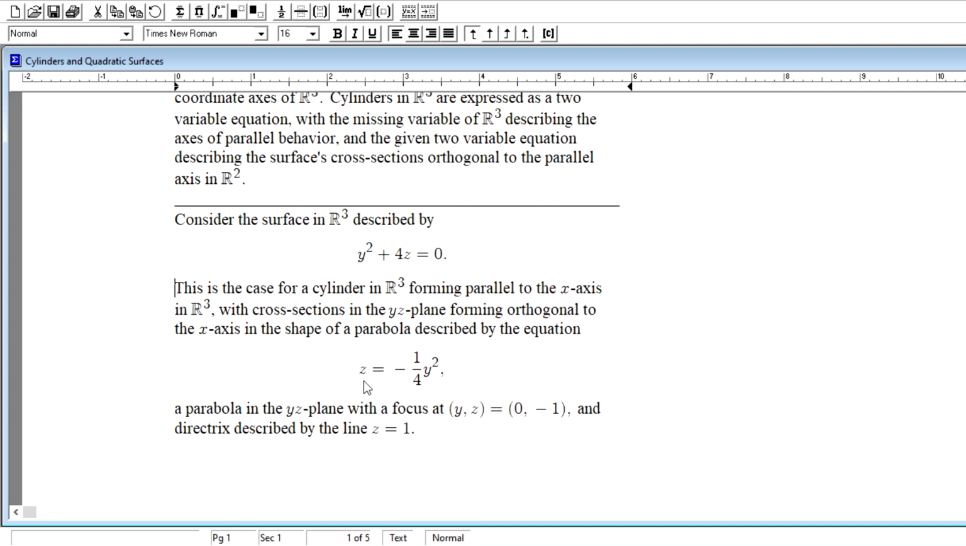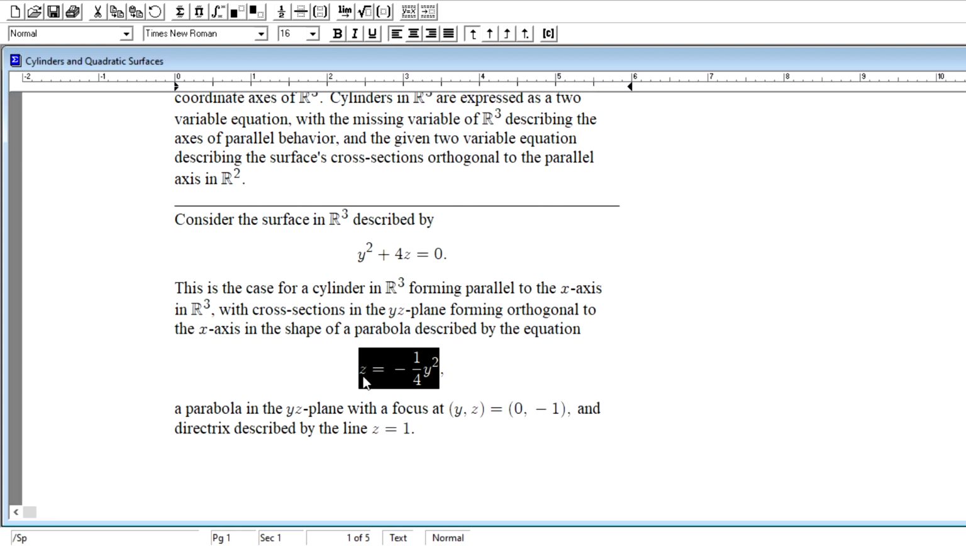All right? In fact, if we solve it for z, we will see a very specific parabolic description come about. What we do notice in this case is a cylinder in R3 forming parallel to the x-axis, with cross sections in the YZ plane forming orthogonal to the x-axis in the shape of the following parabola here. This parabola does fit that format that we discussed in the case for conic sections. What we are going to see in a lot of these cross sections are situations involving conic sections.